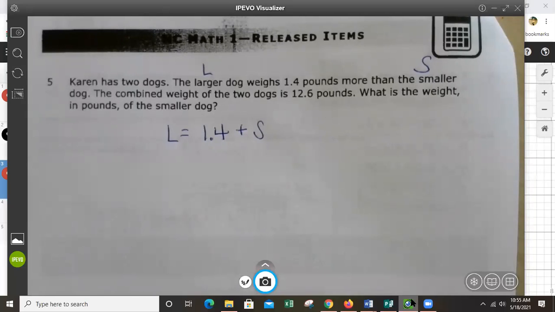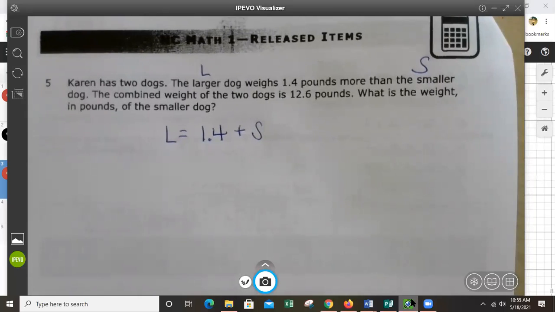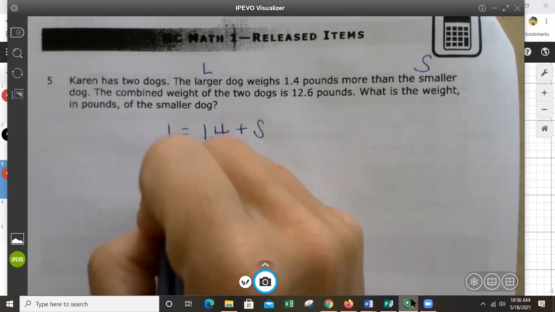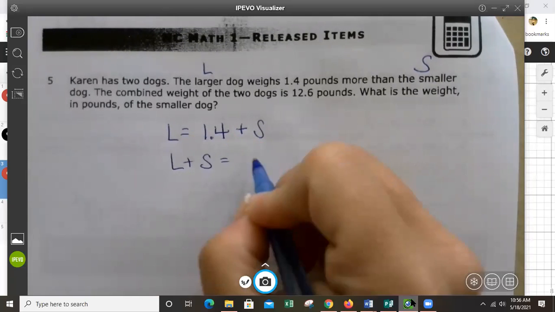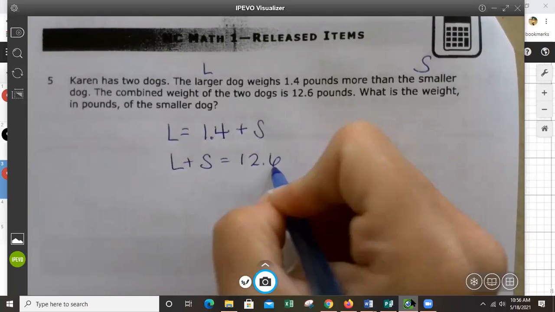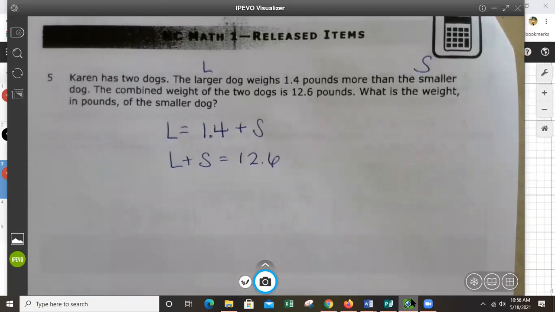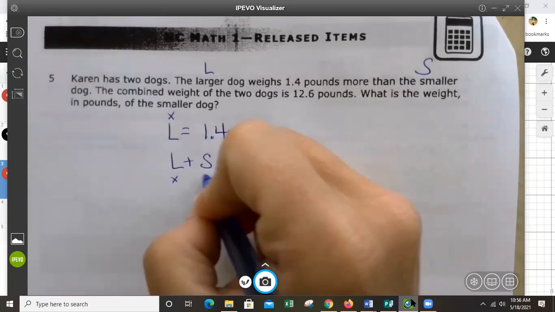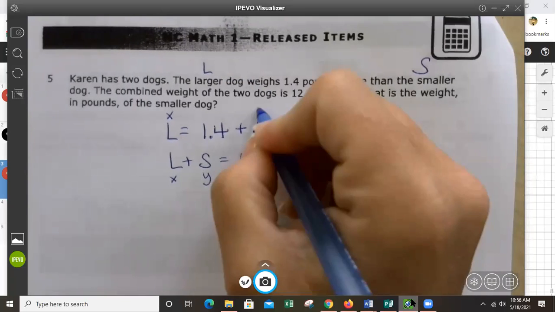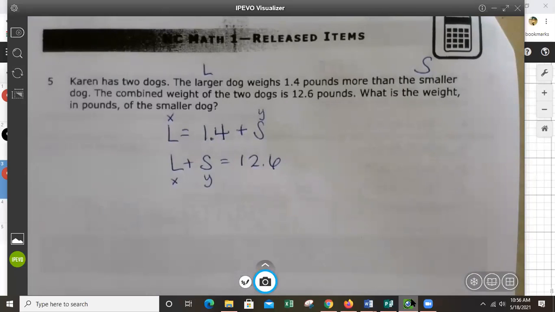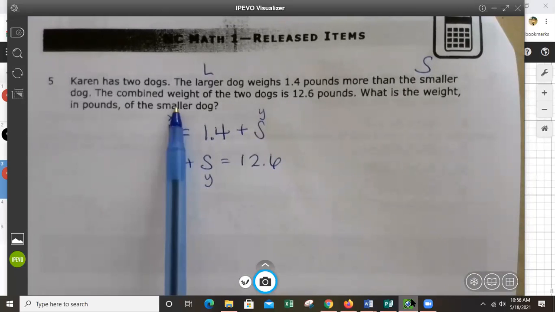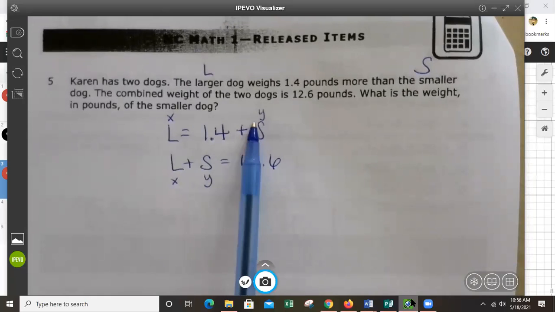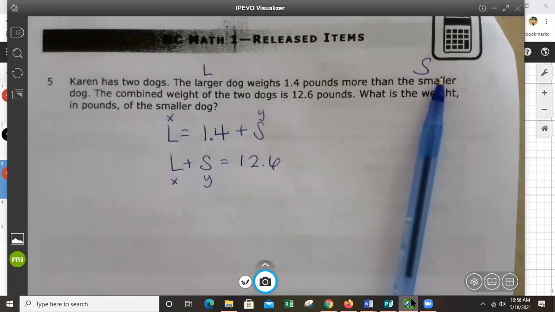All right, look at the next one. The combined weight. What does combined mean? Add them together is 12.6. Now, here's what I would do. Because I'm going to put it into Desmos, I'm going to change my L's to X's and my S's to Y's. But the reason I write it up there like that is because I want to find the smaller dog. So I'm looking at the Y. Does everybody see that? I want to look at Y.